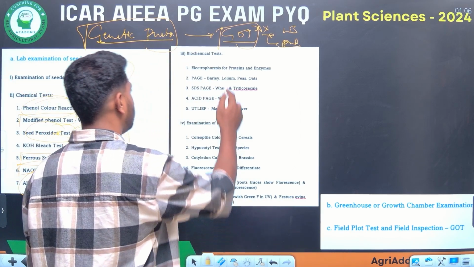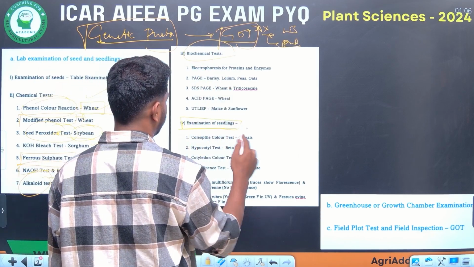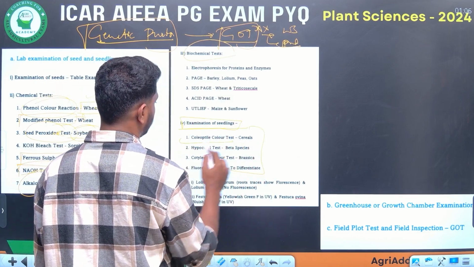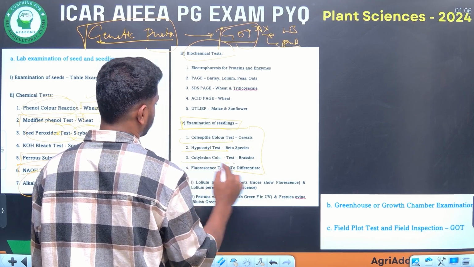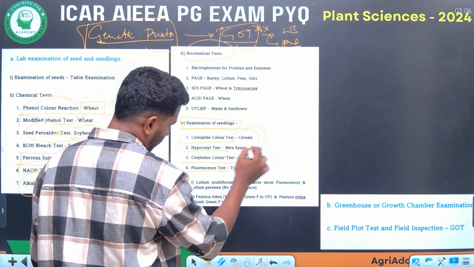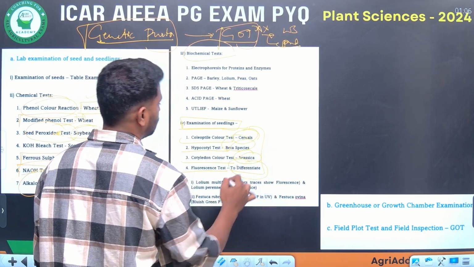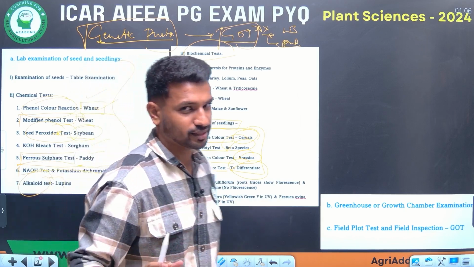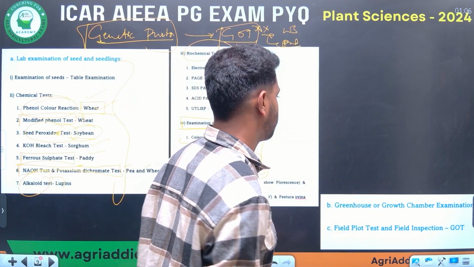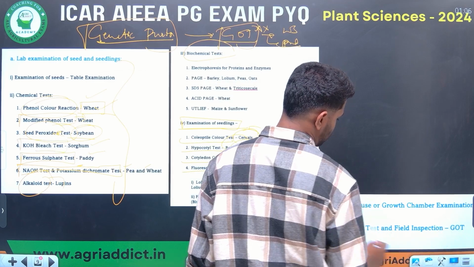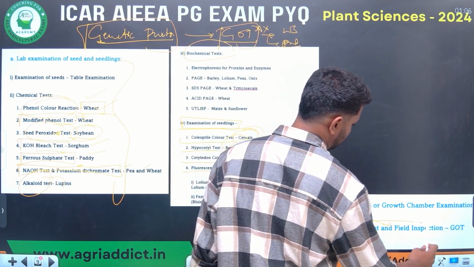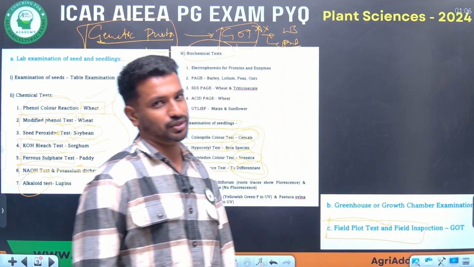And similarly, we have biochemical test, we have examination of seedlings. Here we have 4 different types like coleoptile color, hypocotyl test, the cotyledon color test, and fluorescent test, and those are specific to certain species that you have to remember for sure, and it's compulsory. The questions can always come from this part. And lastly, what I mentioned, under the third category, which is field plot test, comes the GOT. Okay.